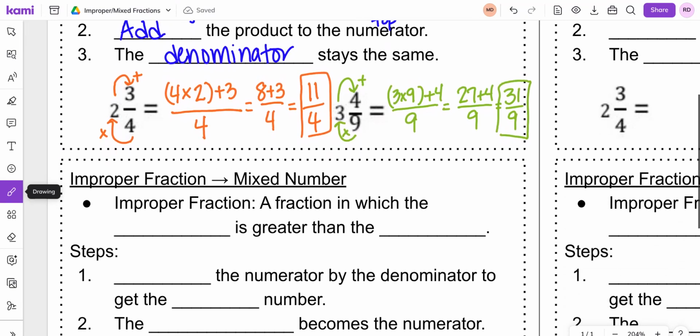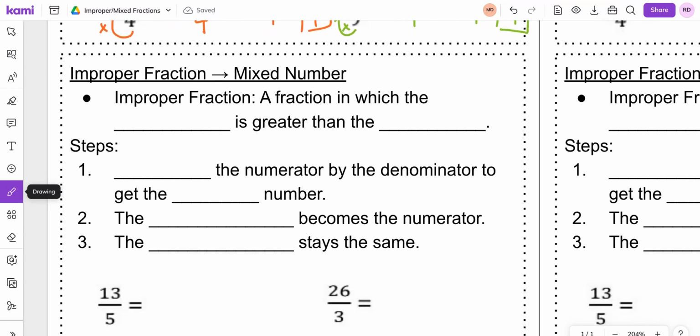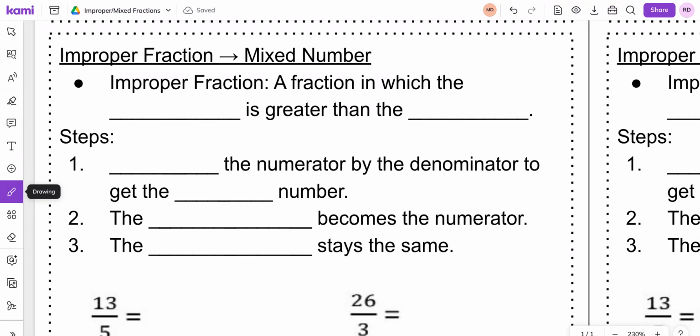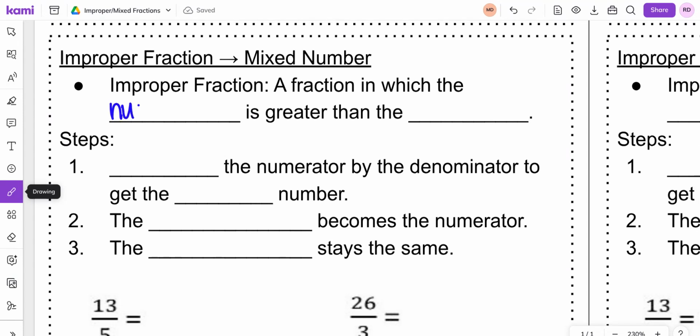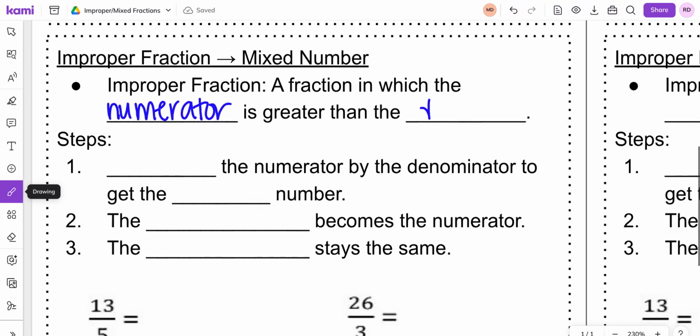Now, we will also have to turn our improper fractions into mixed numbers. So this is just going in the opposite direction. So for this one, an improper fraction is a fraction in which the numerator is greater than the denominator. So the number on top is bigger than the number on the bottom. So they just look a little off.